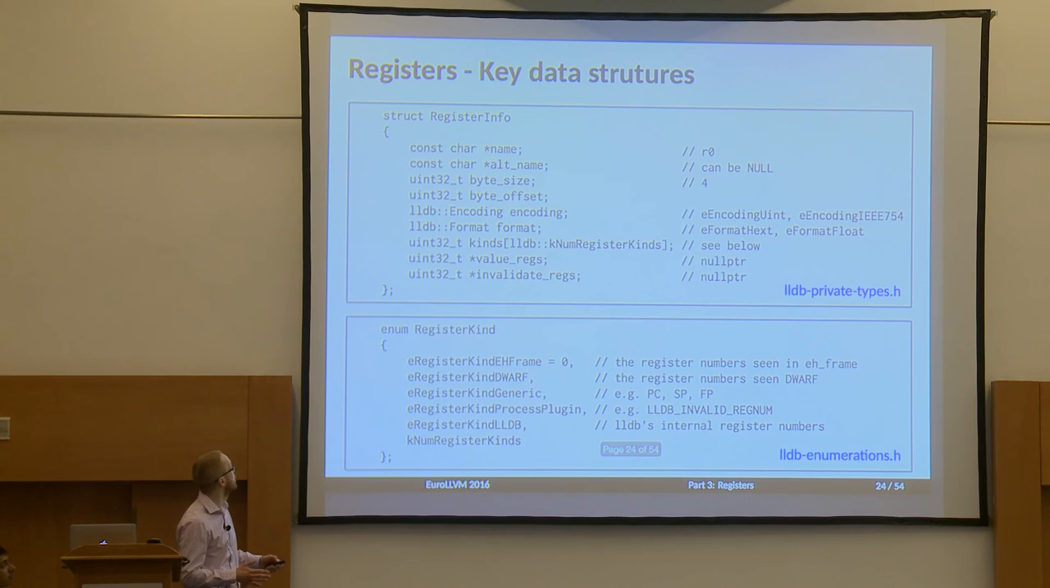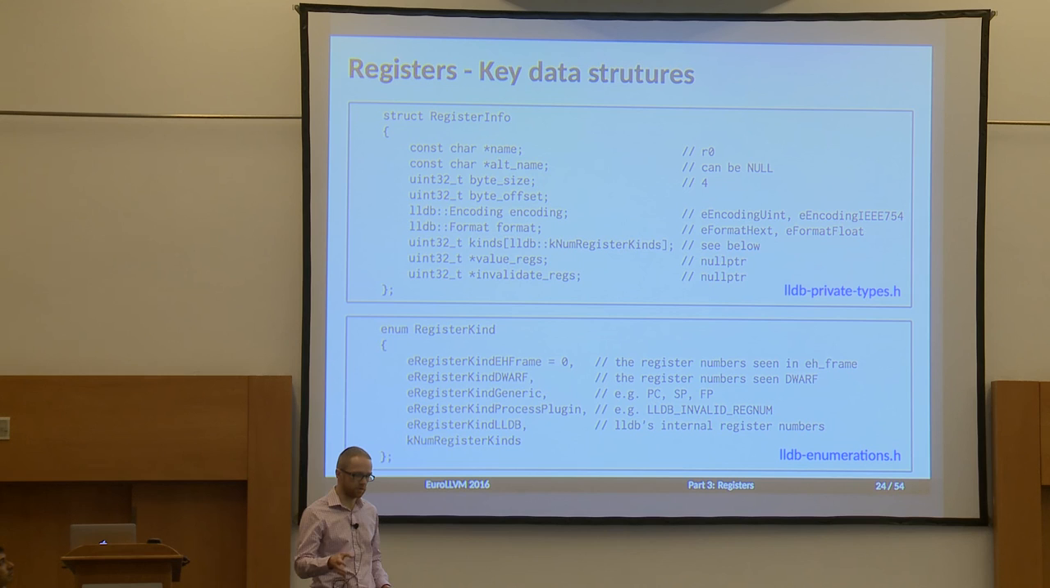So RegisterInfo is the information you in general have to provide for every register, but you don't have to specify every single field. Obviously, name is important. Alternative name is something like PC. For instance, for MSP430, you have R0, which is also PC. You want to be able to do register read PC, so you specify an alternative name. Byte size is fairly self-explanatory. Byte offset is actually my favorite. It's something specific to ptrace on Linux. On Linux, you'll have your registers saved in the user area, and this offset specifies at which offset in memory this particular register is saved.